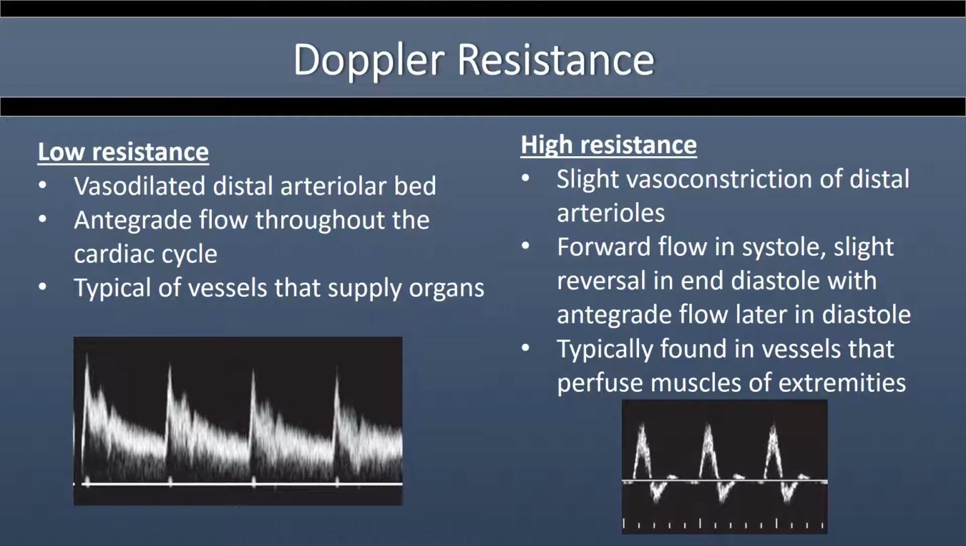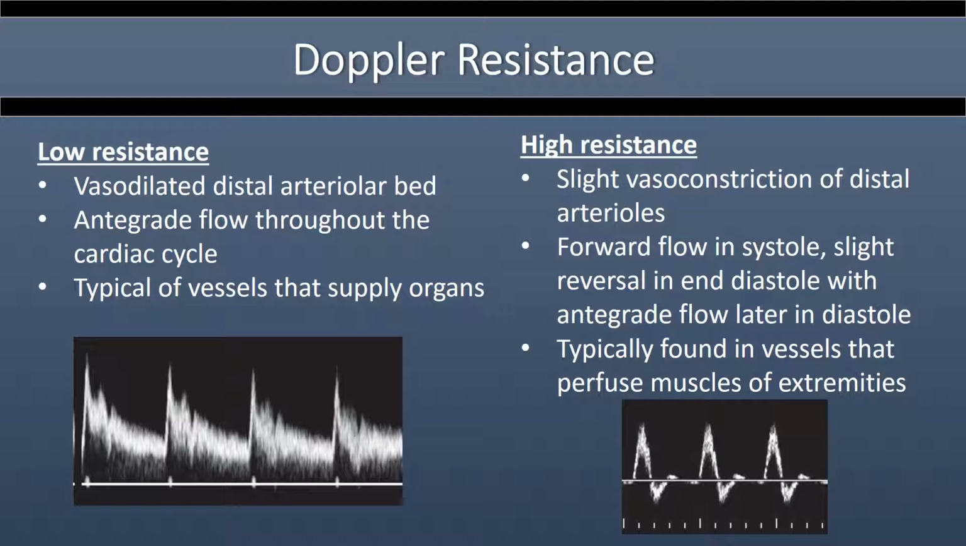High resistance, you get some vasoconstriction of the distal arterioles. So in this situation, you can get forward flow in systole, you can get a slight reversal in diastole with antegrade flow later in diastole. So typically this is found in vessels that perfuse the muscles of the extremities.